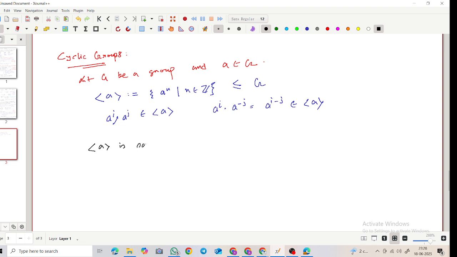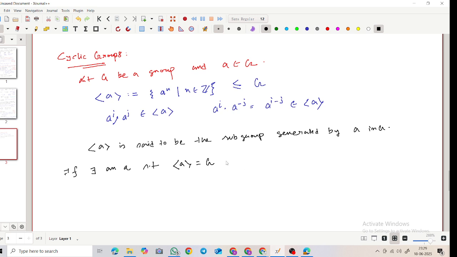This is said to be the subgroup generated by a in G. If there exists an a such that this is equal to G, then we say that G is cyclic and a is a generator of G. Is that okay? Look at the definition and tell me if you have any problems.